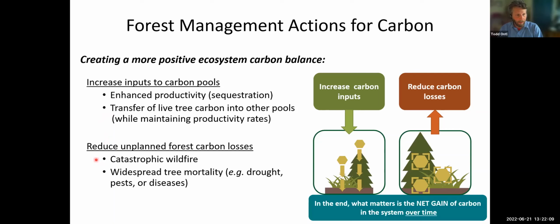We also can think about reducing unplanned or unintended carbon losses. And these are some of the things that we are often thinking about very strategically when we think about forests and forest management. How do we reduce the risk of catastrophic wildfire? How do we reduce risks for tree mortality, whether it's from drought, pests, or diseases? All of these represent forest carbon losses, some of which can occur very quickly and some of which may take many years or decades to play out.